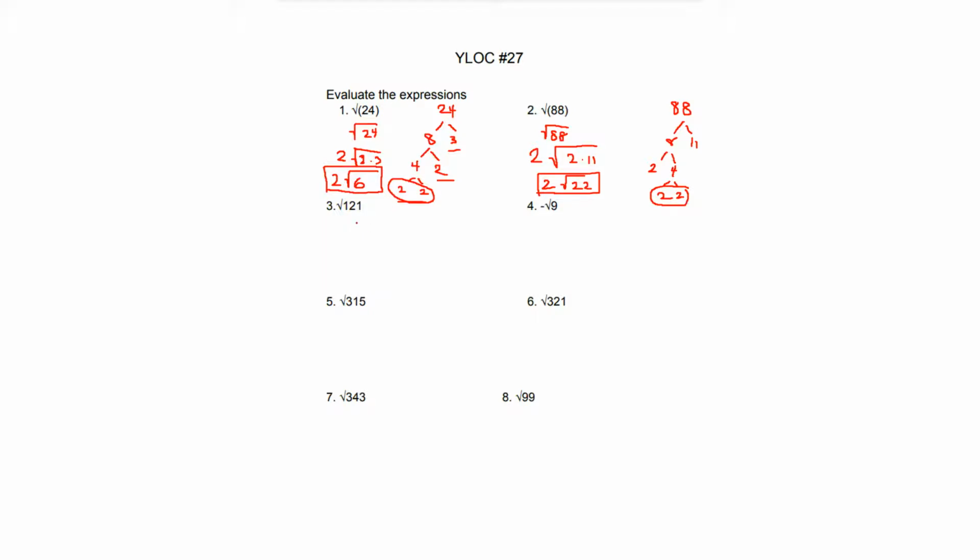Number 3 right here, we have a 121. 121 is a special case because 121 is a perfect square, and you just really need to know it, to be honest. There's no other way. 11 times 11 is 121, and 121 is a special case in that there's no other factors besides 11 times 11 and 121 and 1. So you automatically know it's just going to be 11.